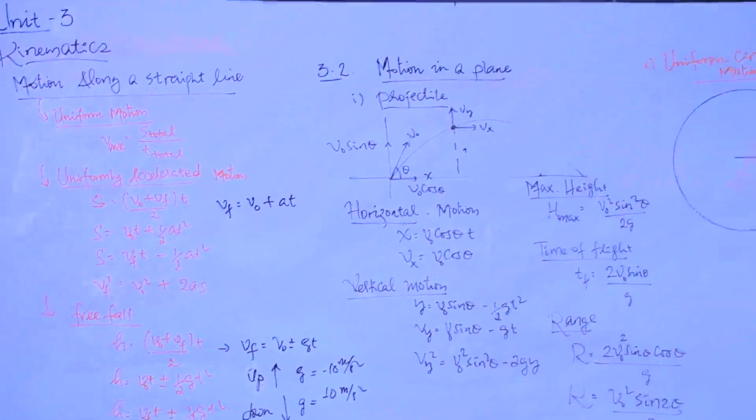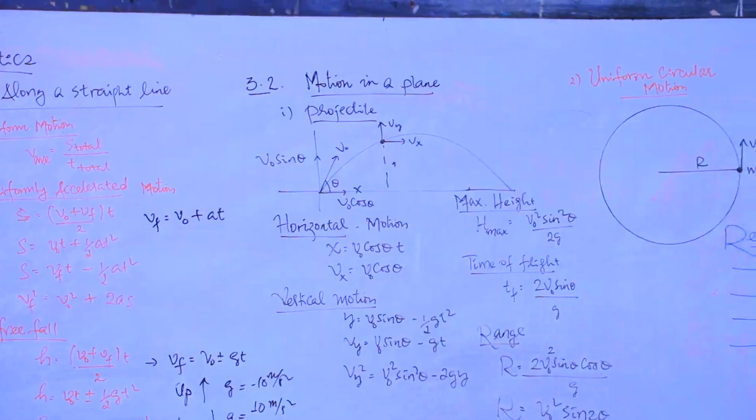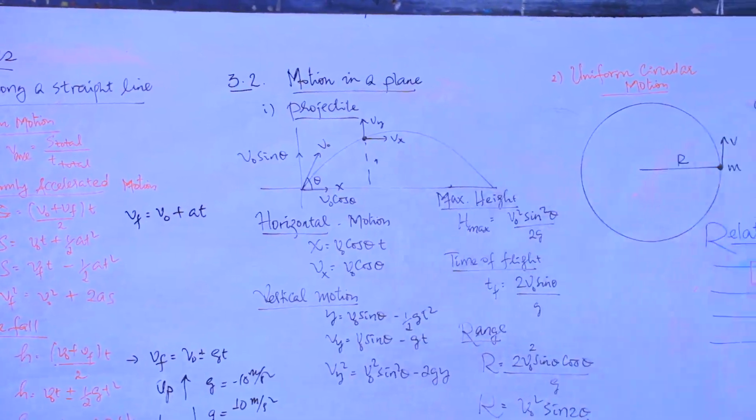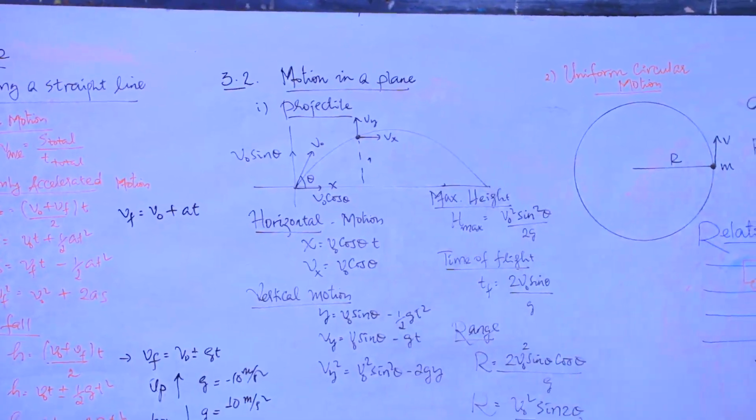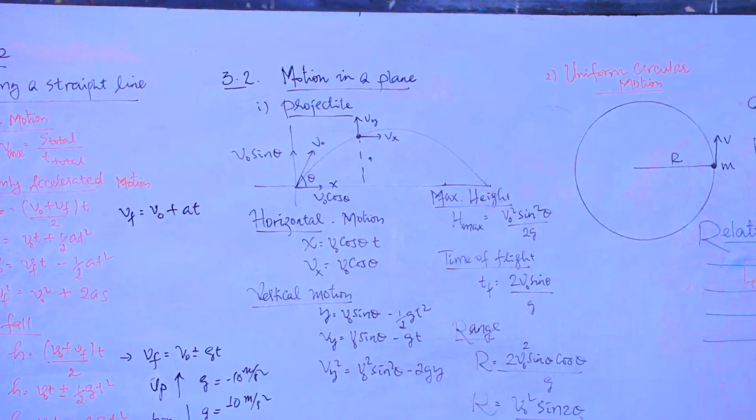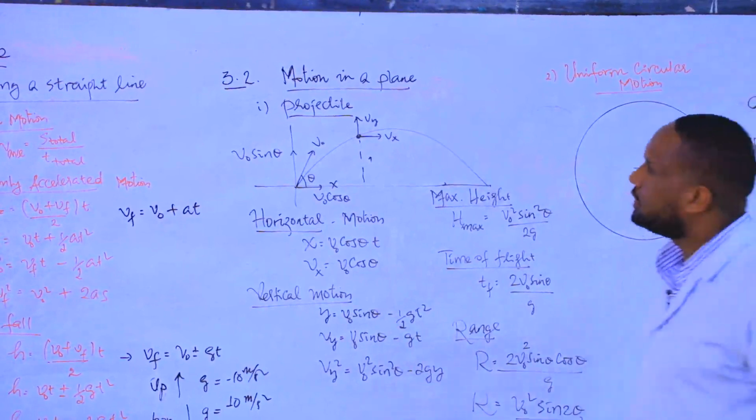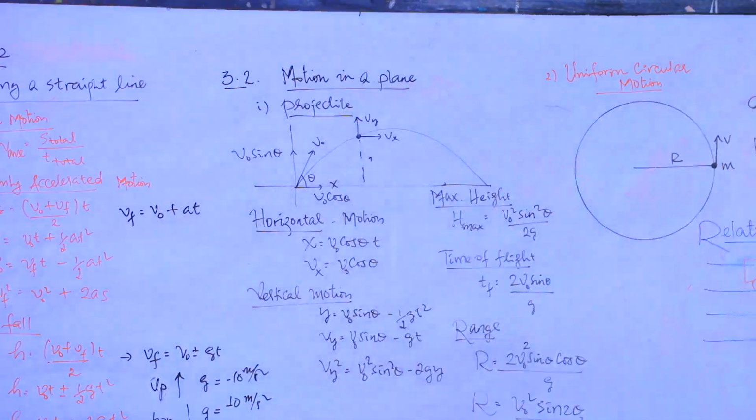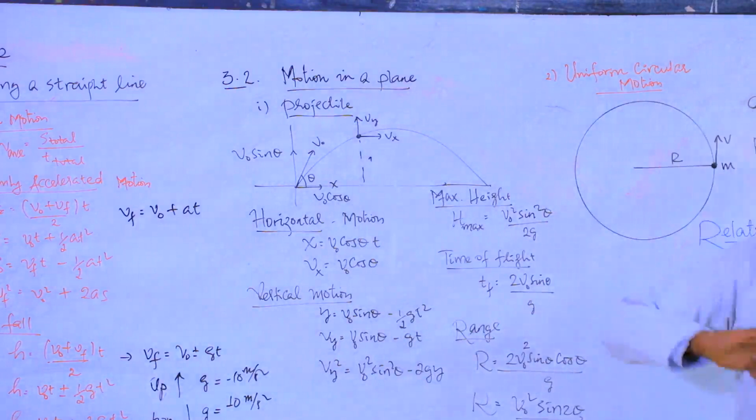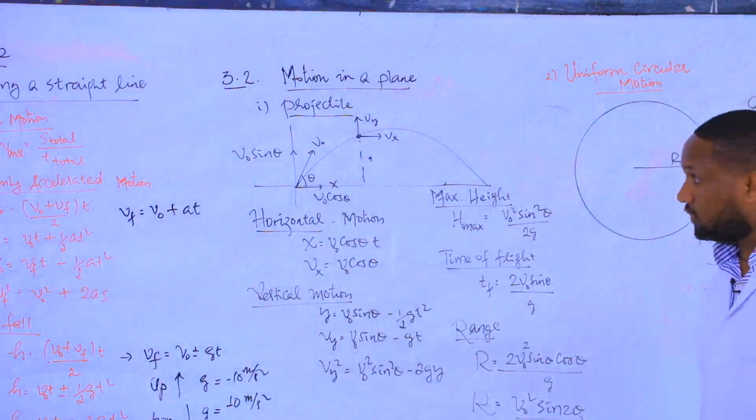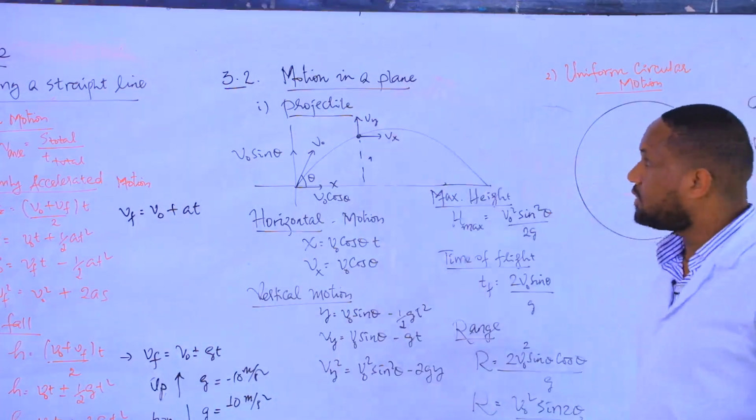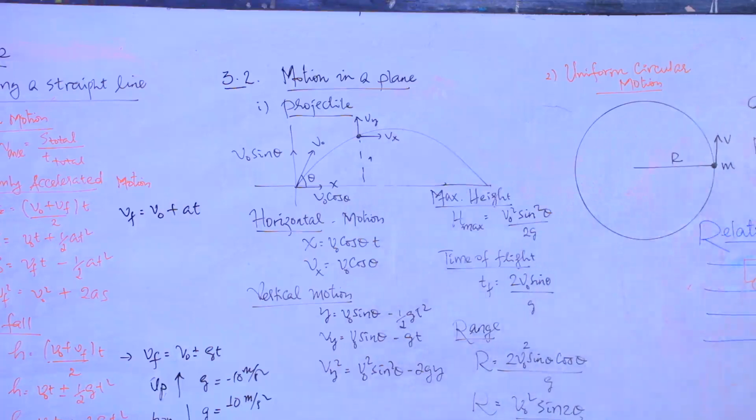So the second part of kinematics is motion in a plane or two-dimensional motion. There are two important examples of motion on a plane. The first one is a projectile. A projectile can be defined as an object in air after being thrown either horizontally or vertically or at an angle. So if the only force acting on it is gravity, then the motion is called a projectile motion, okay?